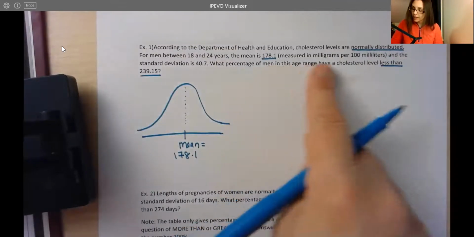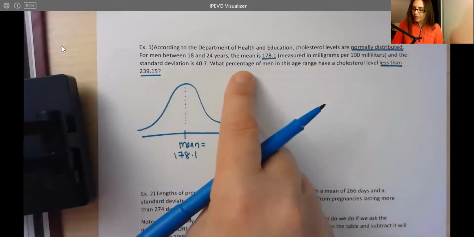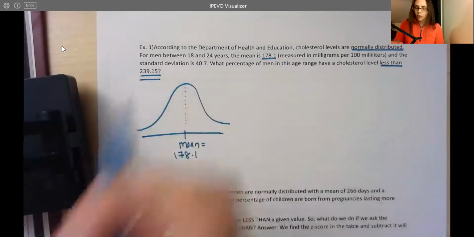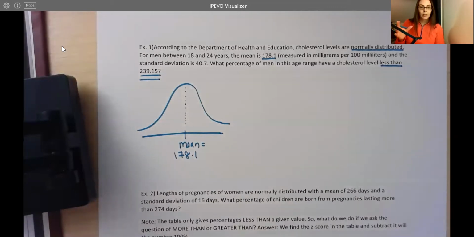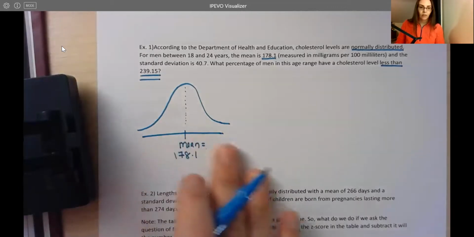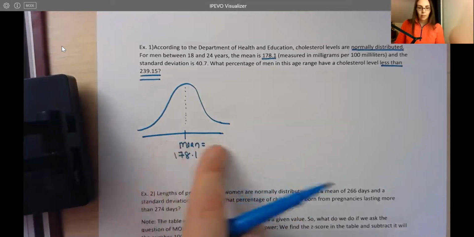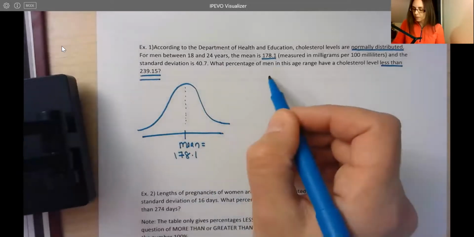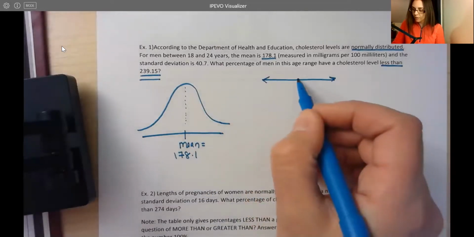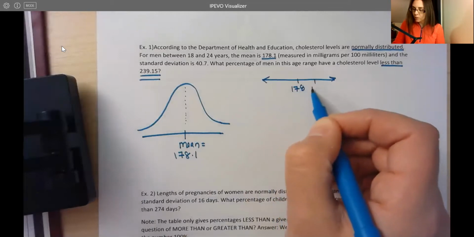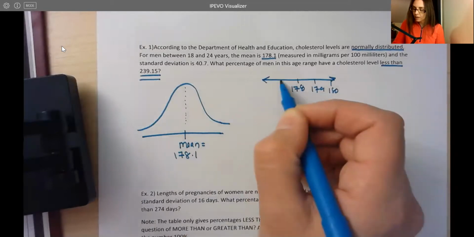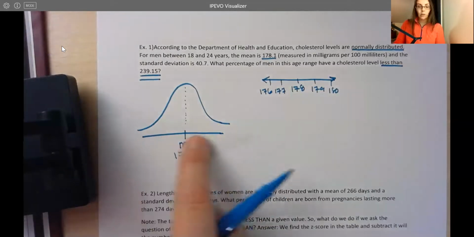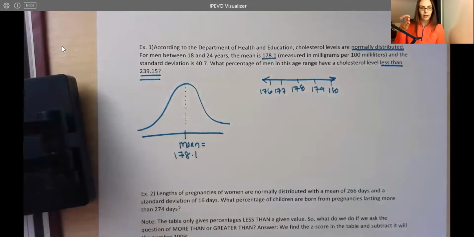Now, in this case, we're trying to figure out what percentage of men in this age range have cholesterol levels less than 239.15. So the first thing I'm going to do is figure out where 239.15 would go. So think about a regular number line, right? The larger numbers go on the right, smaller numbers go on the left. So if I was to draw this out as more of a number line, let's say I have 178, I'd have 179, 180, 177, 176, etc. So this is really a number line here. We're just putting a couple points on it.